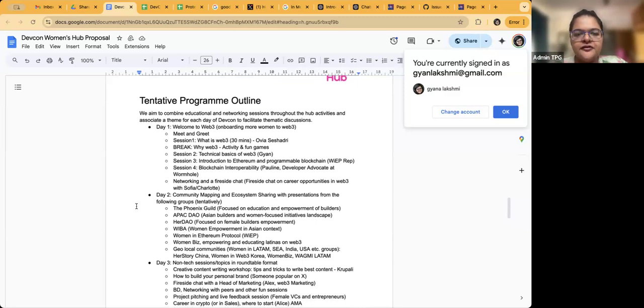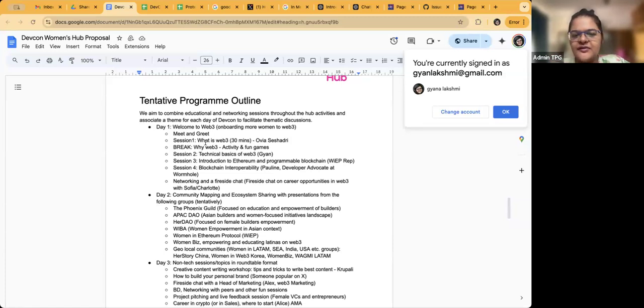So between 10 a.m. to 4 p.m., these are some of the things we thought about for how we would structure the hub. The first day would be more or less like a welcome to Web3, onboarding people who are new or don't know much about it. So we will focus on that kind of theme, and we will make sure that we have programming elements that cater to that audience, which might be fairly new.